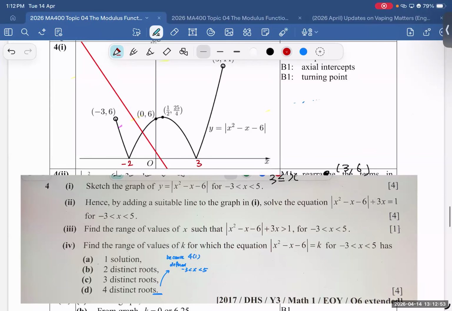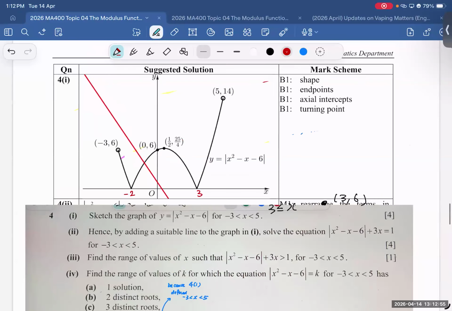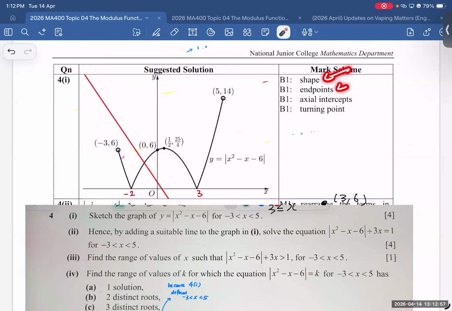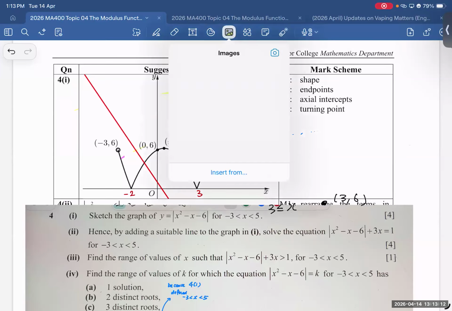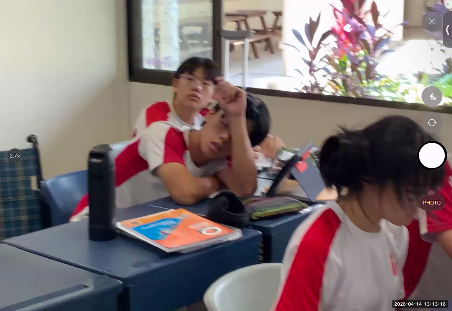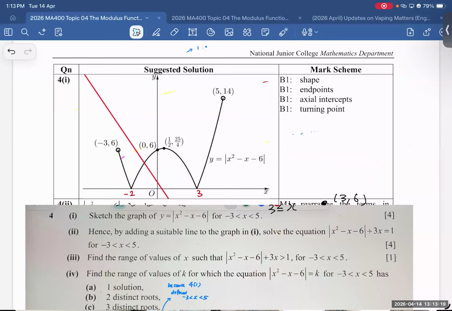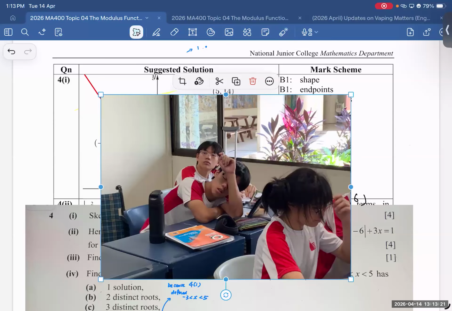So after that, please remember, when you draw your graph: point shape 1 mark, endpoint 1 mark, x-intercept 1 mark, turning point 1 mark. Please make sure, especially the boys, no offense, the boys are always more careless when drawing the graph. Make sure that you have your endpoints and your x-intercept.